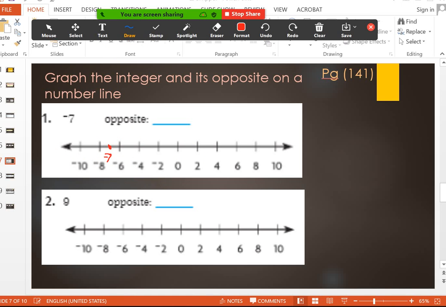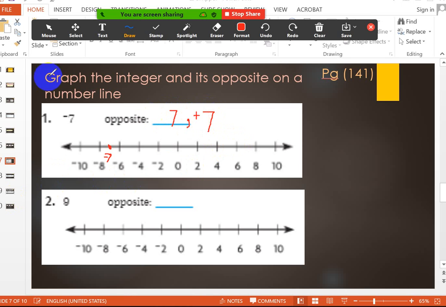Who will help me? Yes, Lamar, open your mic. Yesterday we talked about the opposite of the number. It will be what? It will be plus 7. Excellent, Lamar. Very good. So it will be positive 7 or 7. Thank you, Lamar. So I can write it 7 or positive 7.